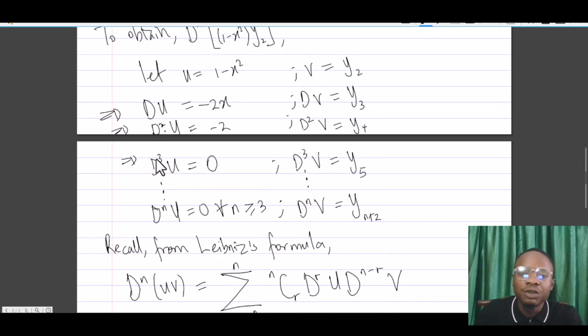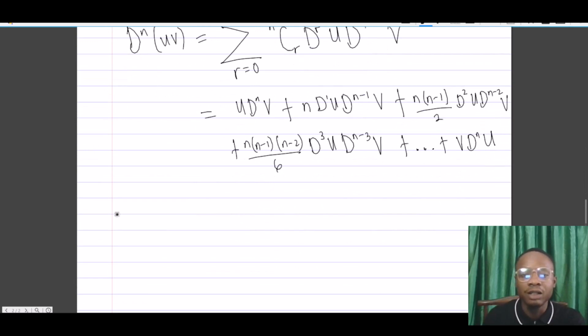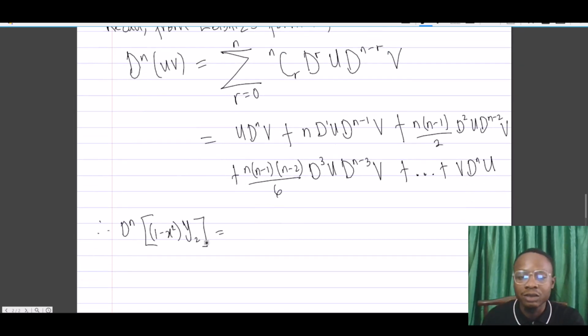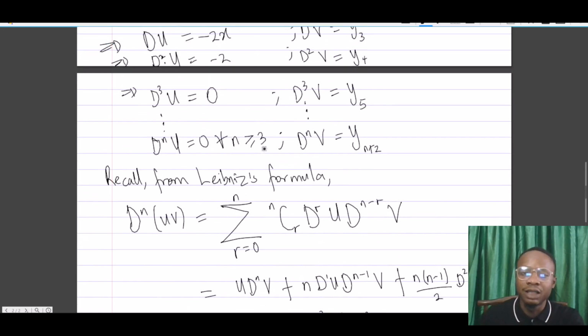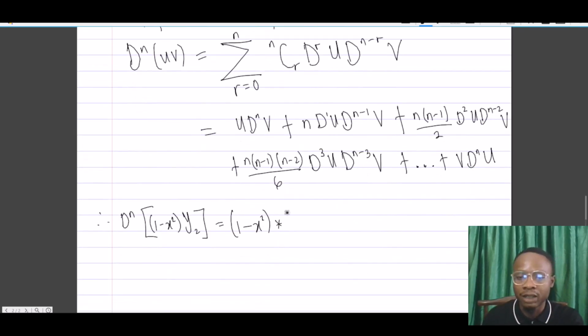But for our particular function, our u is this and our v is this, so we can just go ahead and say that. Then, therefore, it follows that the nth derivative of 1 minus x squared into y sub 2 will be equal to, we already have all the details that we need. Our u is 1 minus x squared, so this is going to be 1 minus x squared multiplied by the nth derivative of v. We've obtained that here, the nth derivative of v is y sub n plus 2. So this will be multiplying y sub n plus 2.